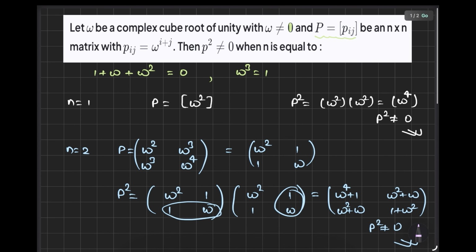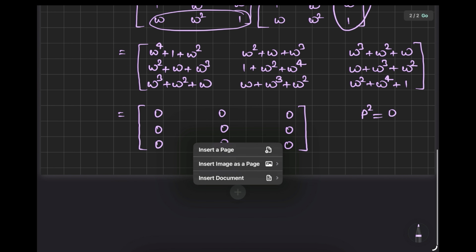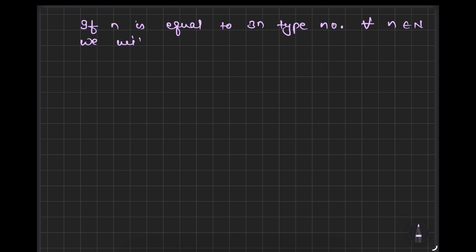They have already mentioned that P square cannot be 0. So if n is 1, it is okay. If n is 2, it is okay. If n is 3, it is not okay. That means if n is of the 3n type, for all n belonging to natural numbers, we will have a problem.